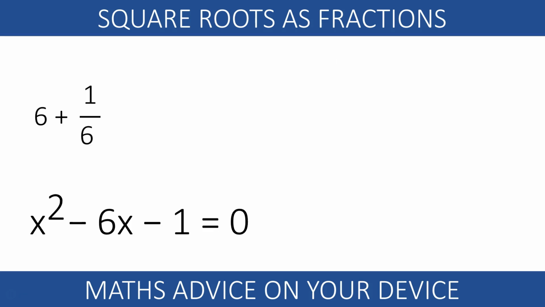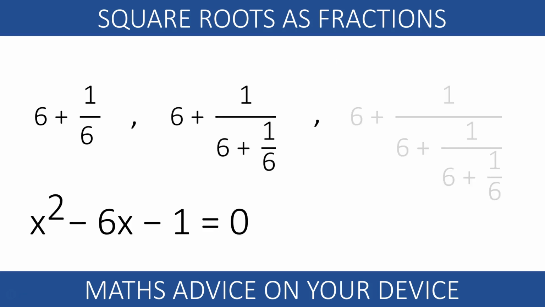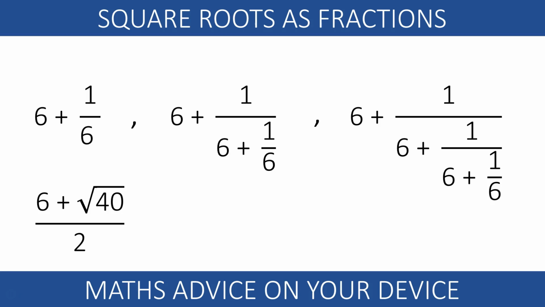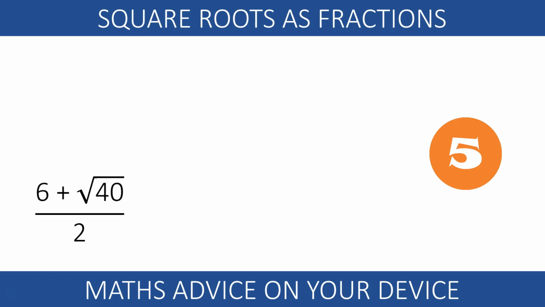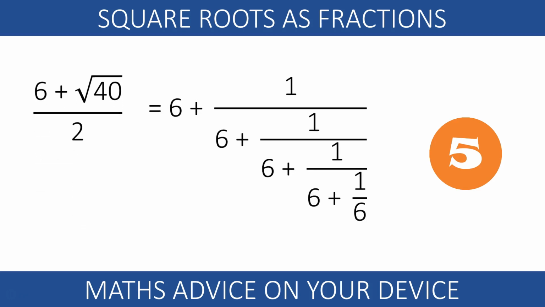We can easily show that the sequence of numbers 6 plus 1 over 6, 6 plus 1 over 6 plus 1 over 6, etc. gives better and better approximations to one of the solutions of the quadratic equation. The interesting part is that we can use this approach to calculate the square root of 40. Let me explain. We can approximate the positive solution using the approximation written as a fraction. Stop the video here and see whether you can write that calculation as a fraction.